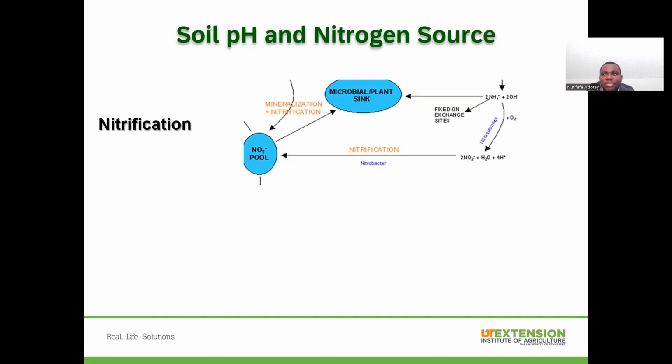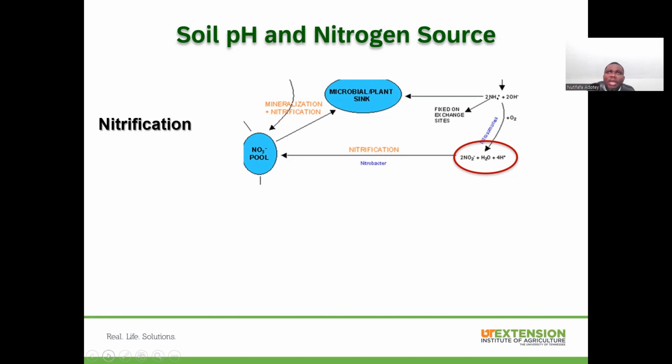So any nitrogen source that is not in the nitrate form would have to be converted first to ammonium and then to nitrate. The process of converting ammonium to nitrate is what we refer to as nitrification, and it's a two-step process. From this diagram, you can see that the nitrification process generates quite a number of hydrogen ions, which are the source of acidity in the soil.